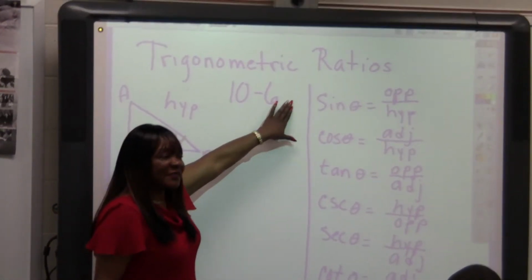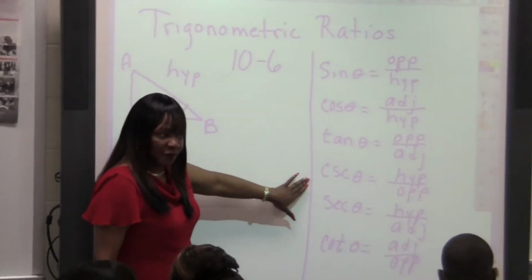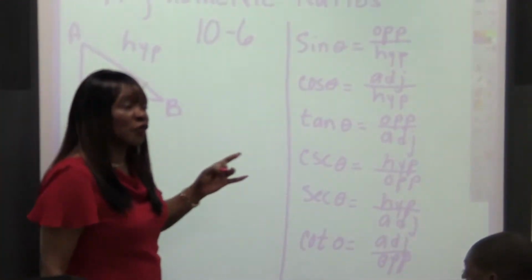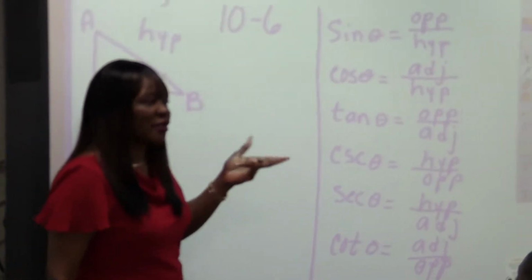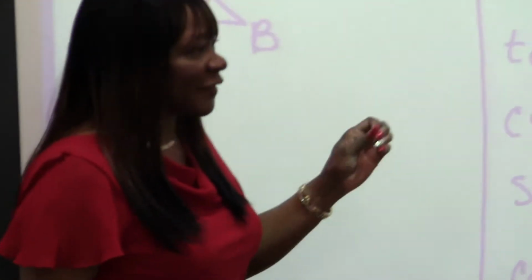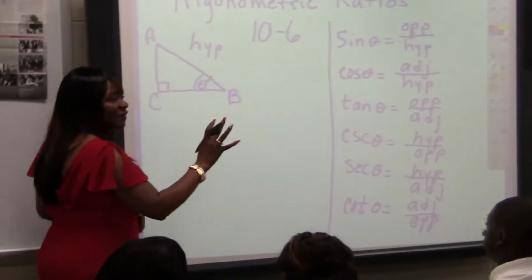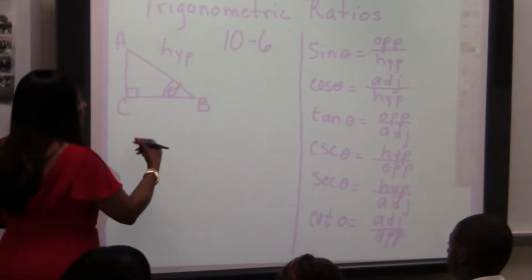Now, you will be tested on these 6 trigonometric functions, 6 trigonometric ratios. So therefore, you need to know them like the back of your hand. You need to know it and know how to identify your opposite side, your adjacent side. Now, HYP, the hypotenuse side, will never change. It's going to be that same number once you find the number.